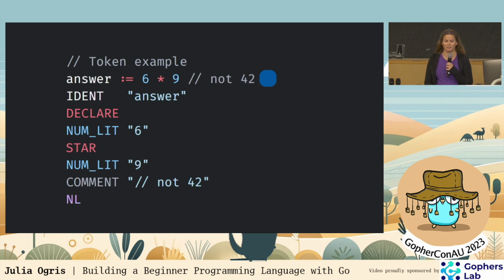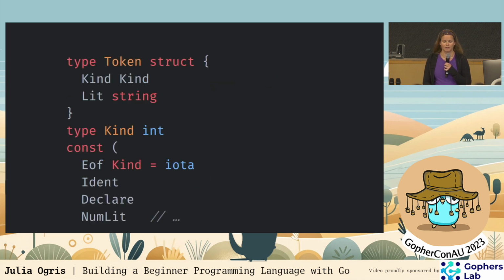And finally, the newline token as the statement terminator. As a Go type, token might look something like this. It's a struct with a literal string field that holds these literal values that we just saw, the answer and 6 and 9 and comment contents. And it's got a kind field, where the kind is what I called type before. So the identifier, the declare, the number literal, the star operators, all kinds of operators, all kinds of keywords.